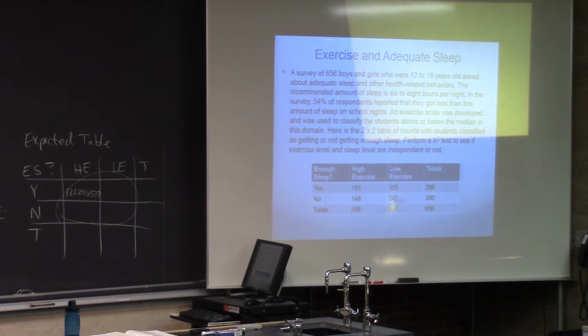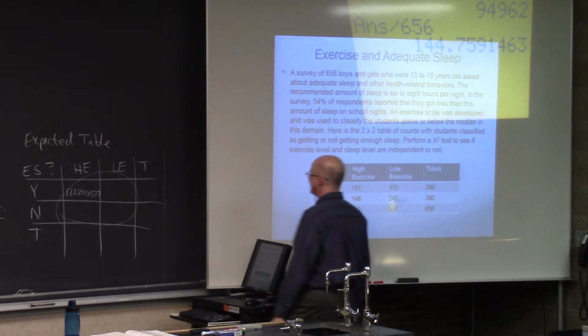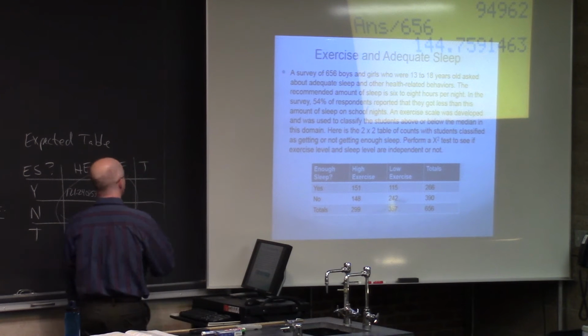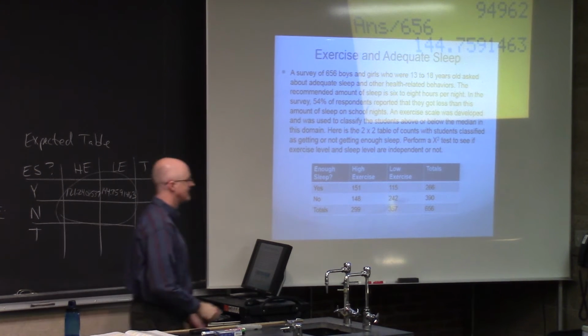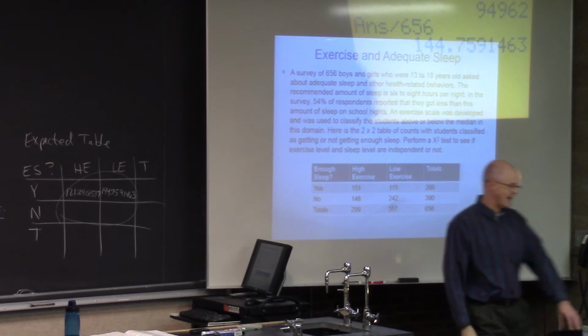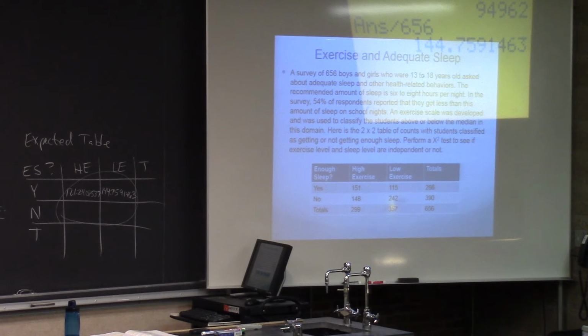For the next number in that same row, take 357 times 266 divided by 656. 144.7591463. You should be checking my answers. If you get a different answer and you're pretty sure you're right, let me know. There's a fair amount of work to do with this stuff. I think we're going to have to somehow cut this example short to a certain degree.